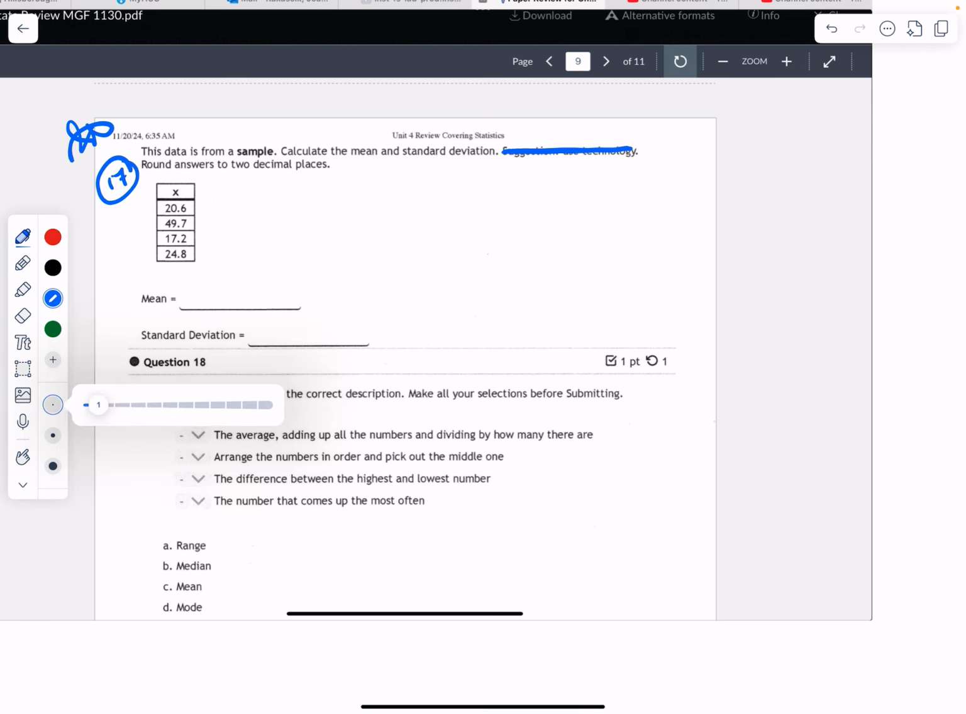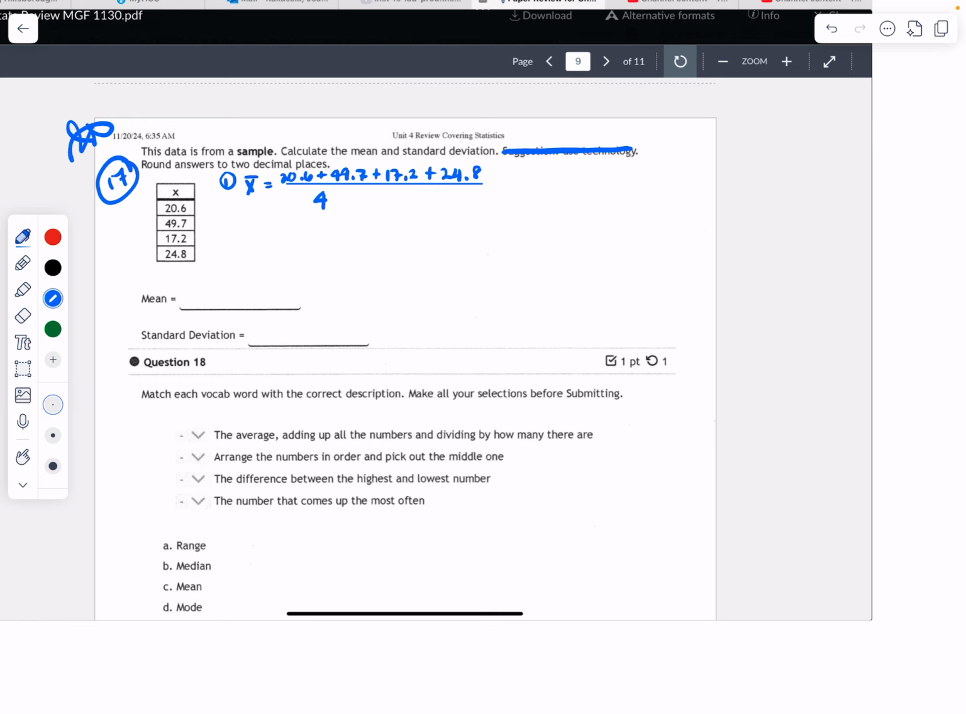All right. So the first thing I've got to do is calculate the mean, or x bar. So remember, I add up all of my scores, and I'm going to divide them by the number of scores, which is, in this case, 4. So I do 20.6 plus 49.7 plus 17.2 plus 24.8. And again, I'm going to divide that by 4.